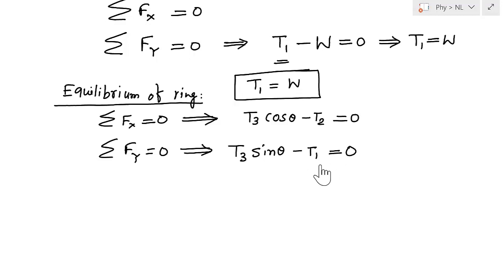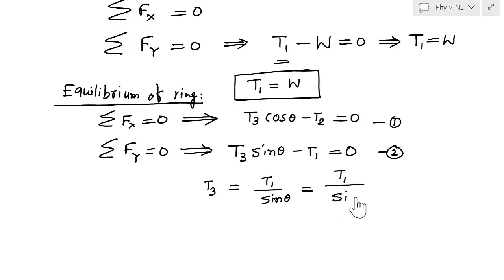So now I know T1, so I can calculate T3. Let's call this equation 1 and this equation 2. So from equation 2 I can write T3 is equal to T1 divided by sin theta, and theta is equal to 60 degrees. So this is simply T1 divided by sin 60 degrees, and sin 60 degrees is root 3 by 2. So this will be T1 divided by root 3 by 2, which is 1.2 W. So we calculated T3, that is nothing but 1.2 W.